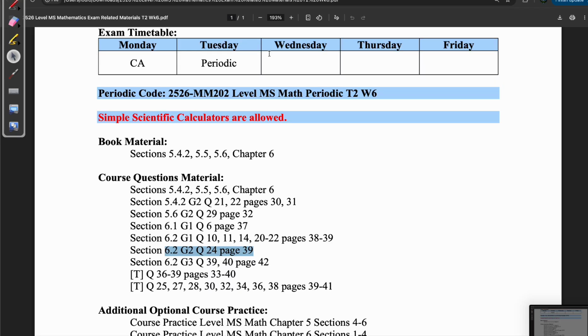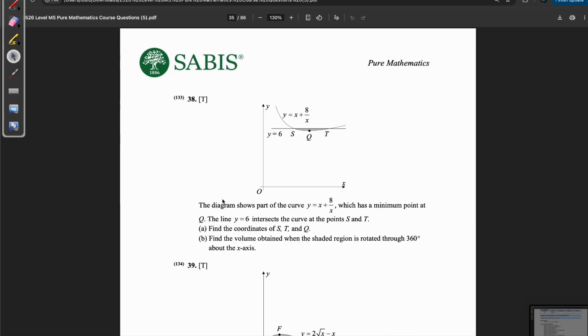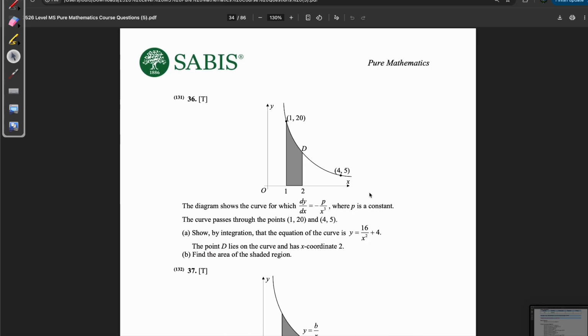Okay, now we're gonna begin with the top questions, starting with the T questions for chapter 5, from question 36 to question 39, and let's start. So 36. The diagram shows the curve for which the derivative is equal to negative p x cube, p over x cube, where p is a constant. The curve passes through the points (1, 20) and (4, 5).